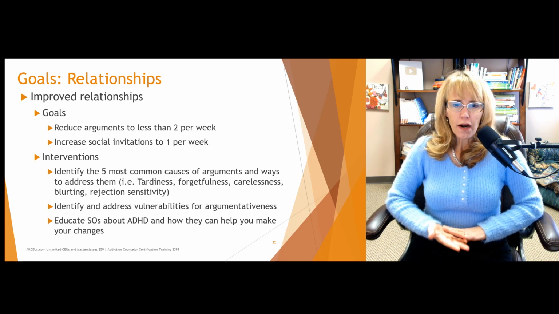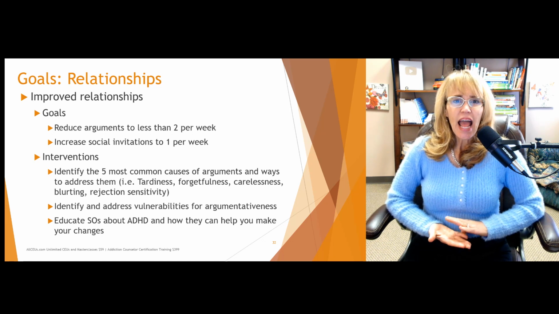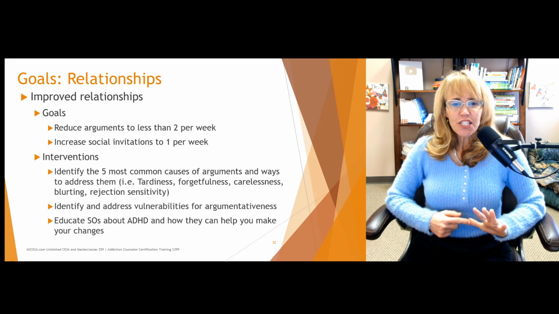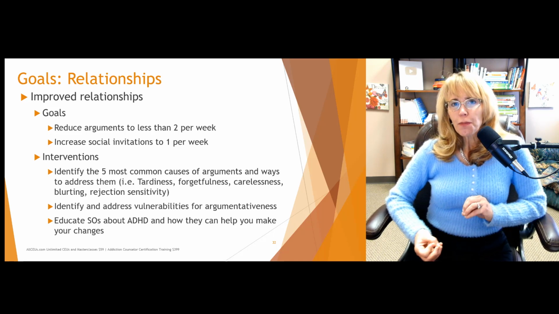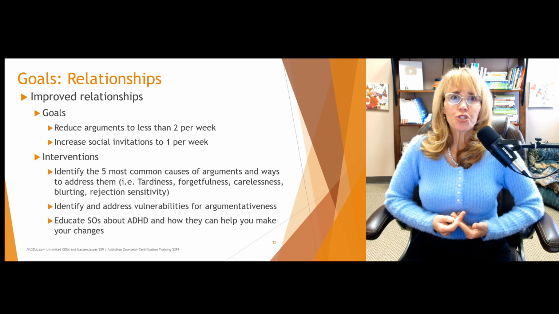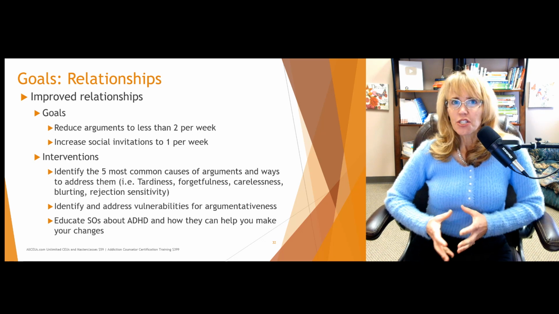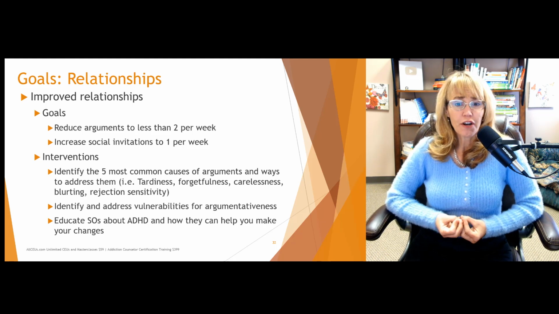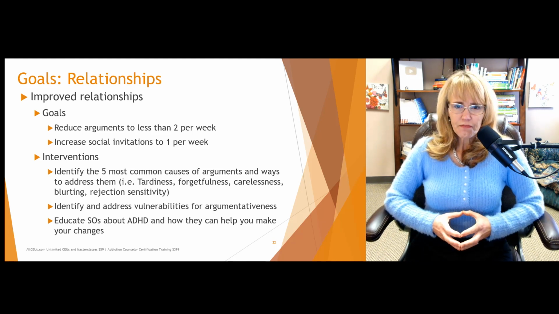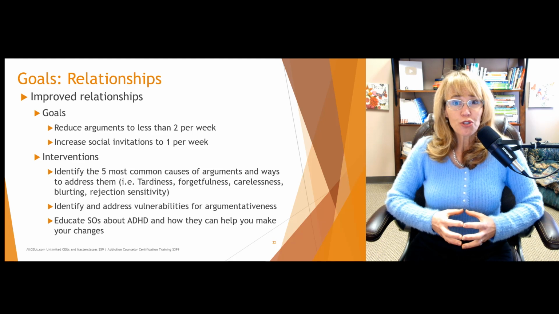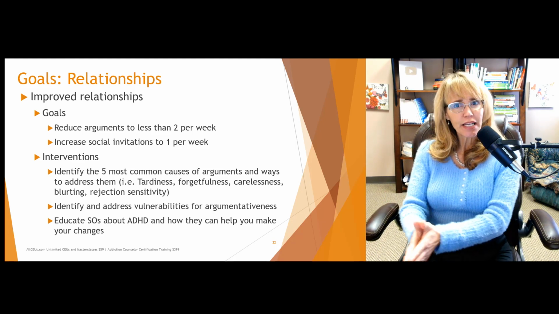Now, the first 4, the other person may get angry because you're tardy or forgetful or careless or you interrupt. The last one, rejection sensitivity. The person with ADHD, you may get angry with somebody because you notice a micro expression and you assume that they're rejecting of you. So the anger can go both ways. Either way, it ends up causing conflict or friction or arguments. So identifying the common causes of these different things, starting to address these things, and noticing how it impacts your relationships.